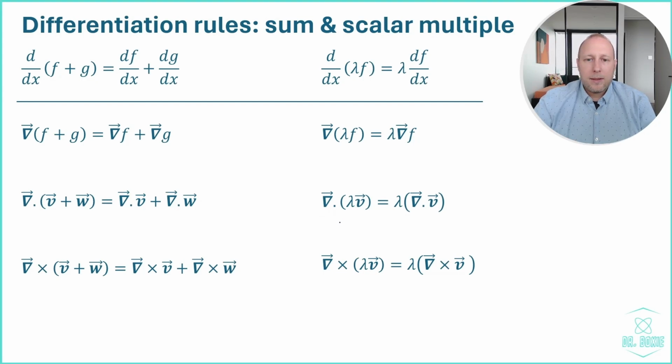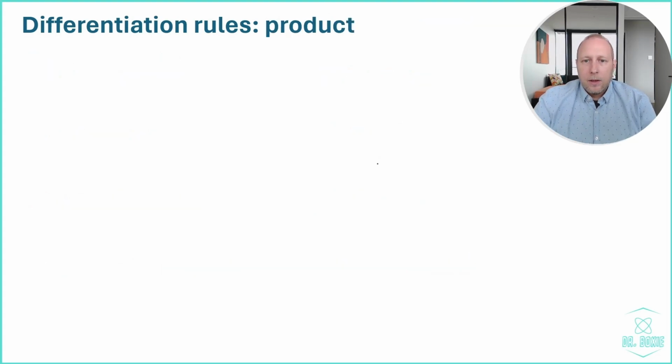So with sums and with scalar multiples, there is absolutely no difference between the rules for functions of one variable as we're used to and the fields we are considering now. For the product rule, on the other hand, it is much more subtle and complicated. So this is the rule as we know it for functions of one variable. If we take two functions f and g, the derivative of their product is the derivative of f multiplied with g plus the derivative of g multiplied with f.